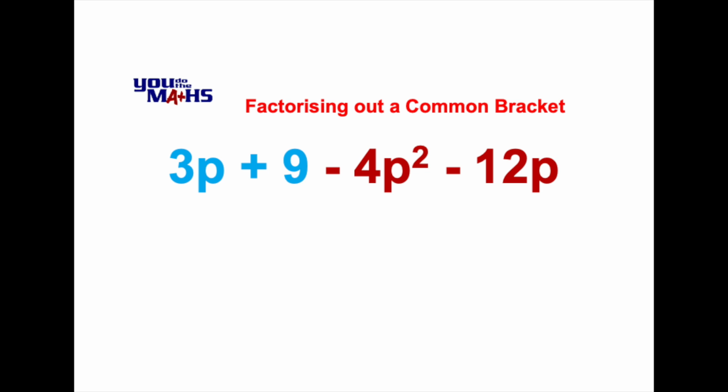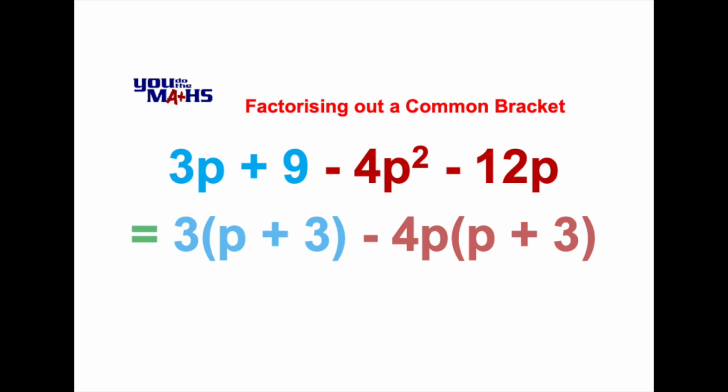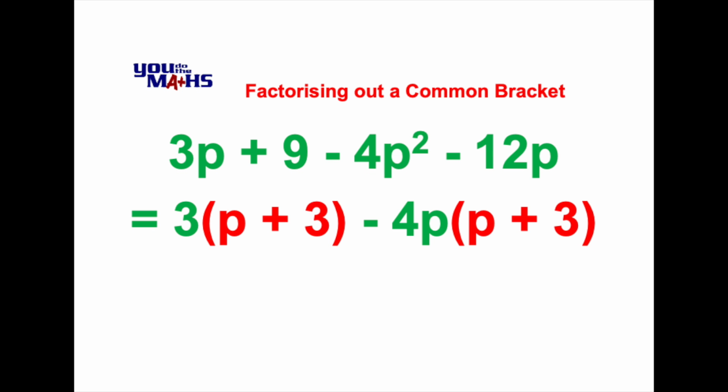Now for the first part in blue, there is a common factor of 3, and that leaves a bracket of p plus 3. In the second part, we can actually factorise out the negative 4p, remembering that the sign of negative in front of 4p squared belongs to it. So we can factorise out negative 4p, and that leaves p plus 3 in the bracket. Again, notice that it's plus 3 because we have to make sure when we multiply negative 4p and positive 3, we get negative 12p. So our common bracket is p plus 3.